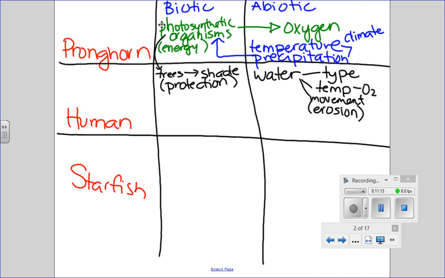So don't forget that the things that are on this list don't have to necessarily be things that are helpful. They can be things that are harmful. So someone over here, Courtney, I think it was you. You have a nice harmful thing in this human biotic category. Diseases.